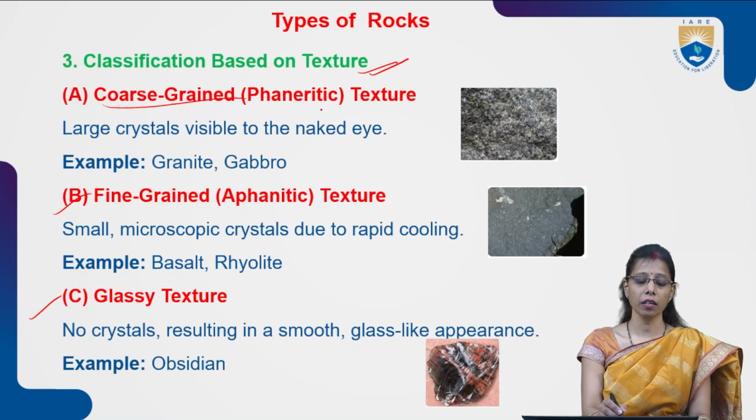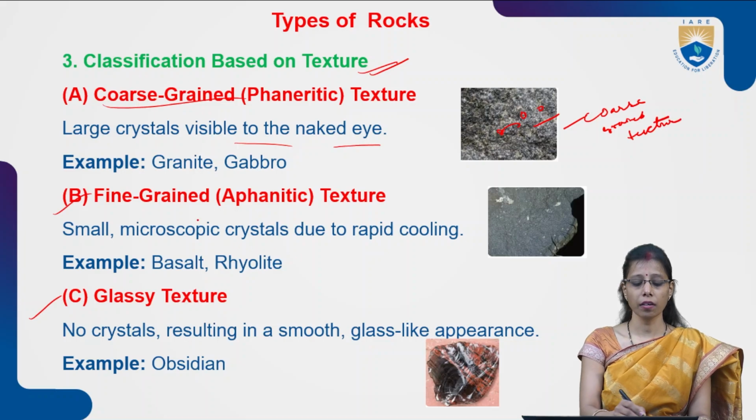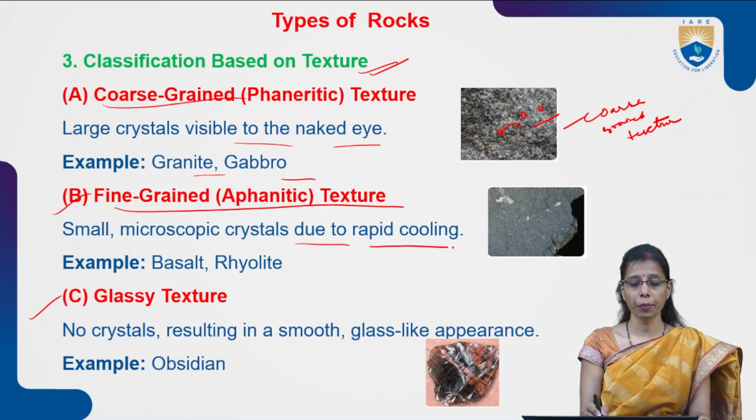So coarse grain, we call it as phaneritic texture, and coarse grain means large crystals visible to the naked eye. Now we can see in this image we have large crystals. So these are the coarse grain texture with large crystals visible to the naked eye. Examples are granite and gabbro.